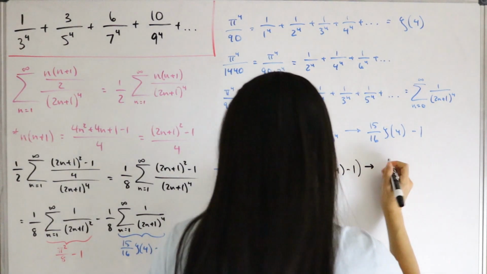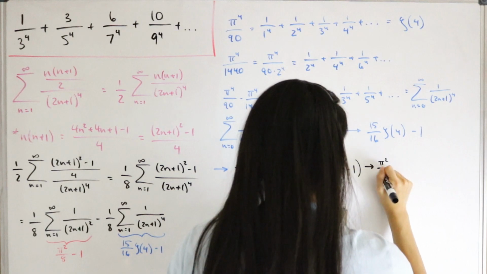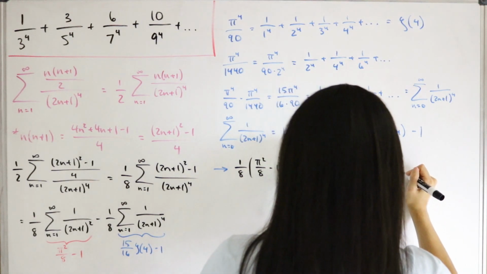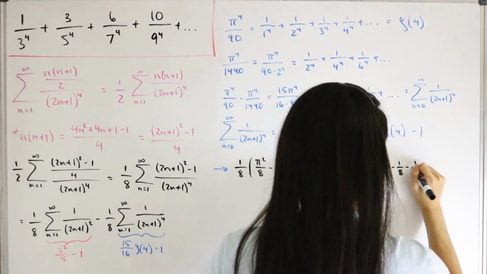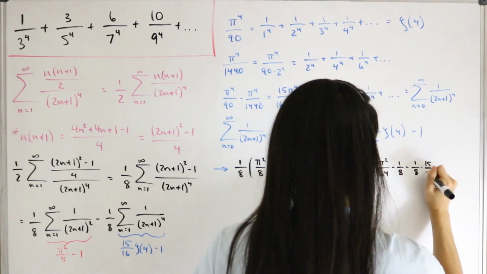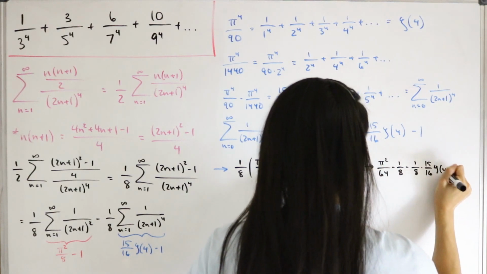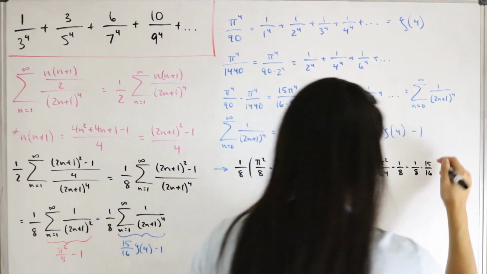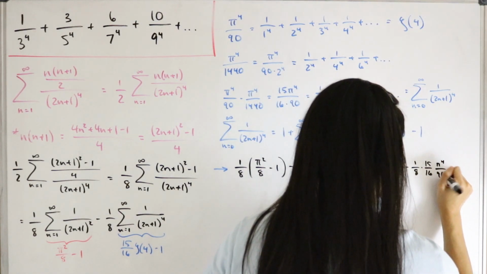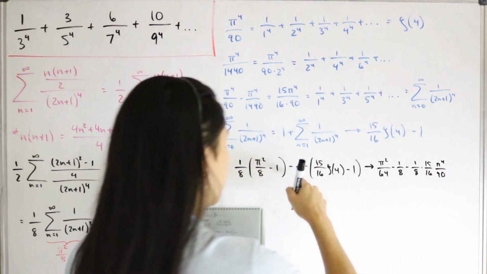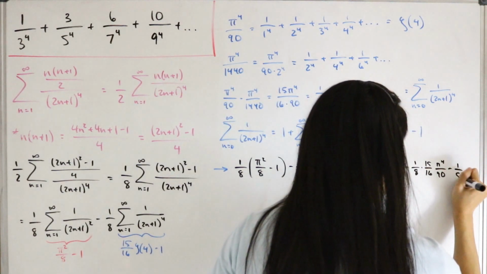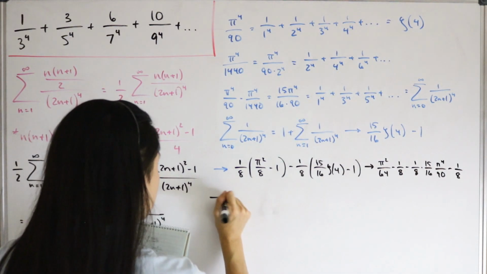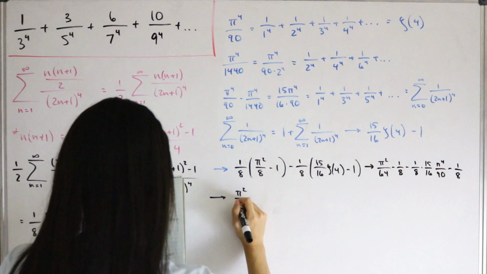We have pi squared divided by 64, then minus 1 over 8, and then minus 1 over 8 multiplied by 15 divided by 16, times the Riemann zeta of 4. I'm not going to go through that full expansion. Rather, let me replace the Riemann zeta of 4 with pi to the power 4 divided by 90. And then that's it. So minus and then minus, so plus 1 divided by 8. We have the 1 over 8 that's going to cancel, so it just leaves us with pi squared divided by 64.